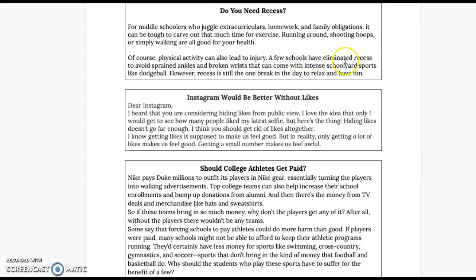A few schools have eliminated recess to avoid sprained ankles and broken wrists that can come with intense schoolyard sports like dodgeball. Oh, that's a continuation. This is all counter argument because it's acknowledging the other side. Listen to this part. However, recess is still the one break in the day to relax and have fun. So that sounds like the comeback. So if you're listening to my screencast, I just pretty much gave you the answer for this first one here, rebuttal. Okay, rebuttal comes after the counter argument.